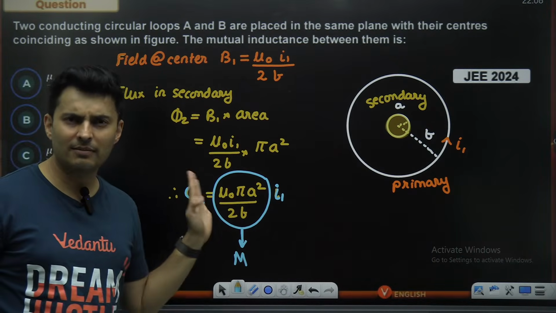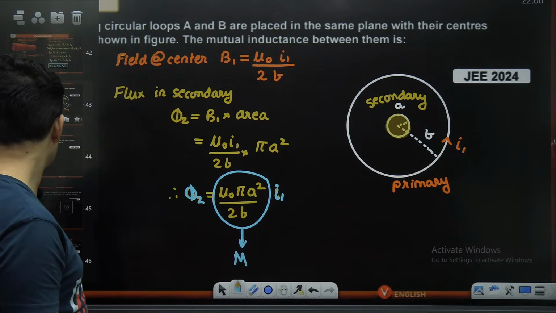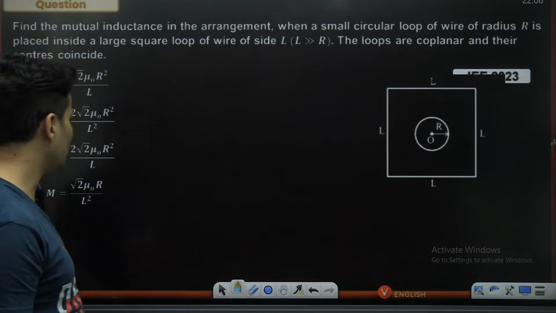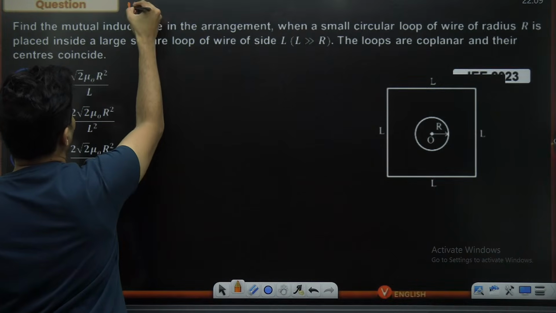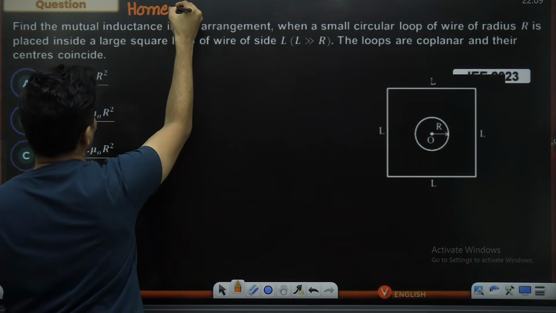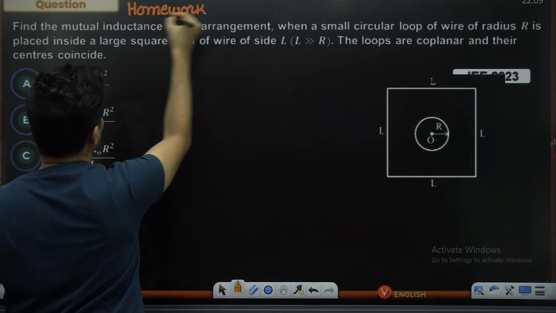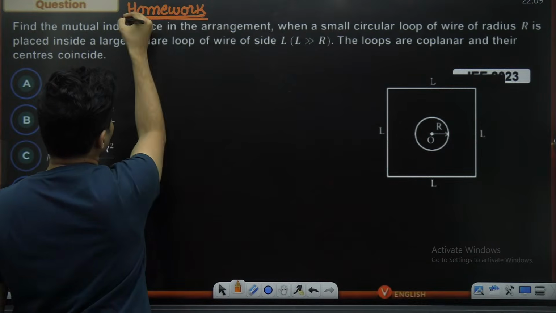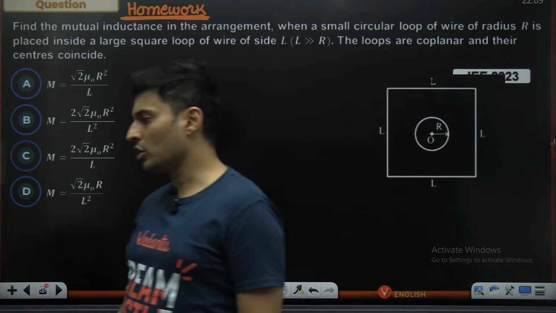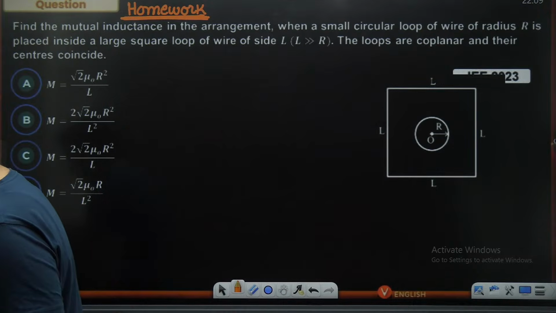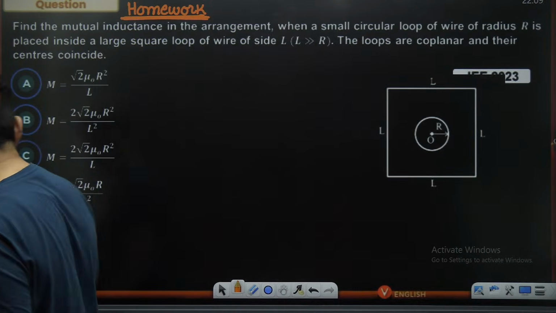These kind of questions are very famous. In fact, I will give you one question as homework. Try to do this question as homework, okay? So I want everybody to solve this as your homework question, and post the answers in the comment section. Okay? Very good.